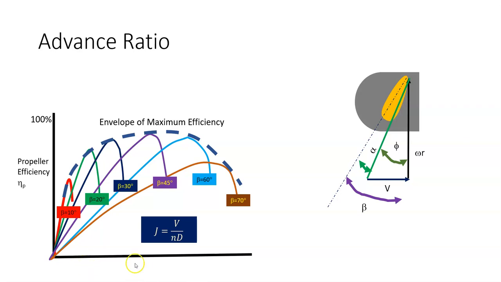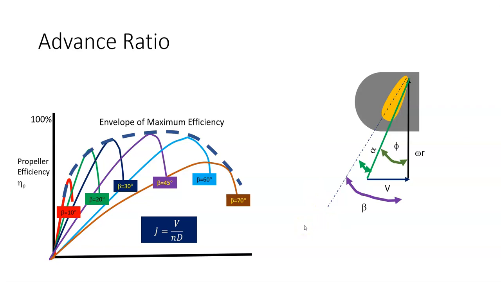So, if this is the advance ratio here on the x-axis, we can see, to keep the efficiency of the propeller reasonably high, we need to change the blade angle at different speeds. And that makes sense when you're using a constant speed propeller, which changes the blade angle.